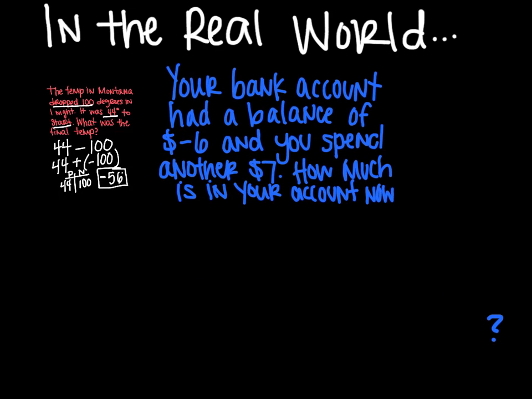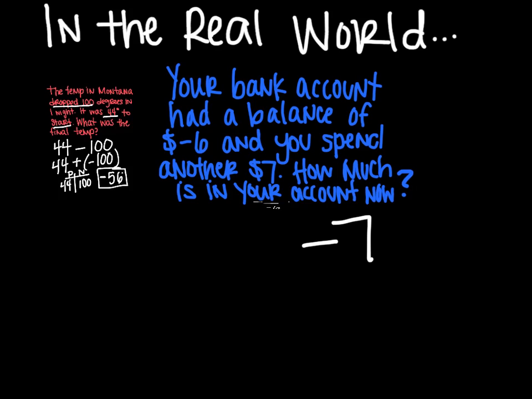All right, the next one, your bank account had a balance of -$6, and then you spent another $7. How much do you have in your account now? So keywords, -$6, and then you spend another $7. We're starting with -6. That's negative already to begin with. And then you are taking out your spending, that's subtracting. You're spending another $7. Okay, so now we have our problem -6 minus 7.